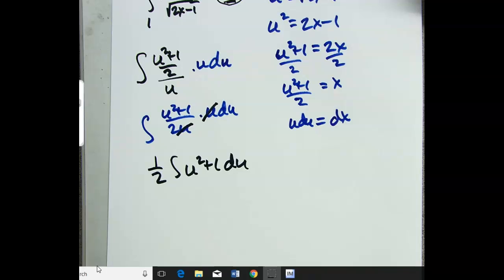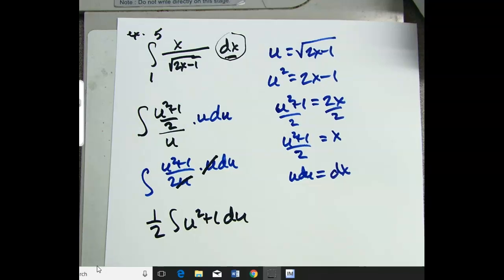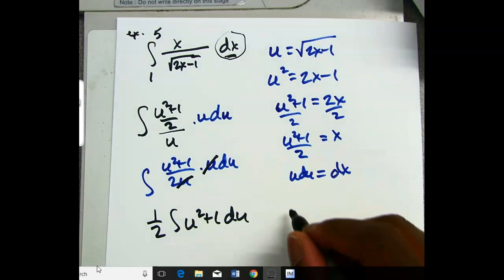Okay, what are our limits? Ben, we initially started with our limits as 1 to 5, but we're going to take the stance that we're not going to back substitute. We're going to keep everything in terms of u. So what are our new limits? It should be on your paper. Since your old ones were 1 and 5, when you plug them in, you're going to get new values.